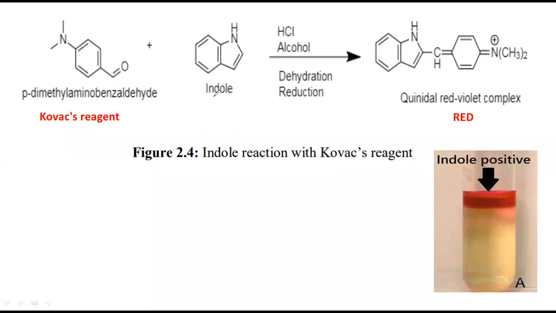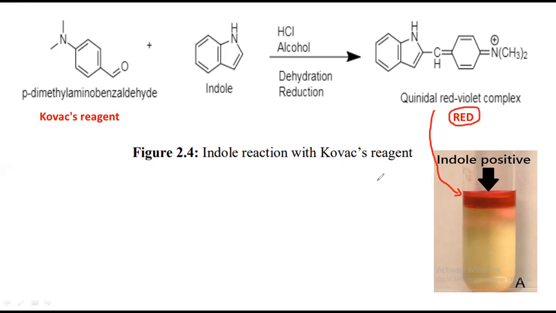So if we are having indole, what will it do? It will react with the indole. This Kovac's reagent, basically it is dimethylaminobenzaldehyde. It will react with the indole, and after the chemical reaction there will be a complex known as quinoidal red violet complex, and it is basically red in color. Just because of this complex that is formed by the binding of indole to the Kovac's reagent, we can easily detect that our bacteria is indole positive.